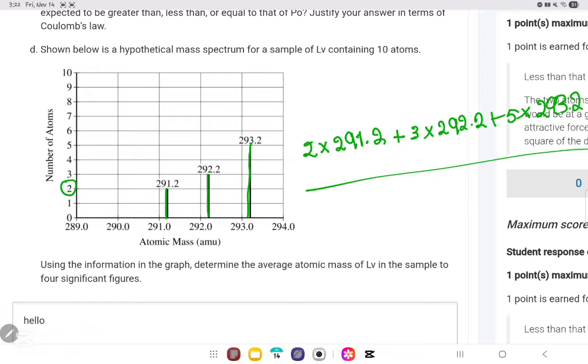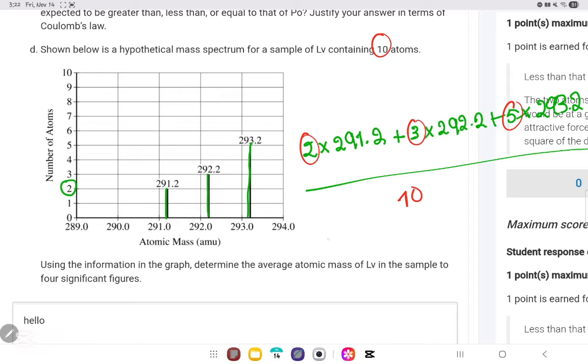Now, in the average atomic mass, usually they give us percentage. Here they did not give us percentage. Instead, they gave us the number of atoms. So you add them all together and you will get 10. And in all scenarios, they give it to us on top as 10. So 2 times 291.2 plus 3 times 292.2 plus 5 times 293.2, all of this over 10.